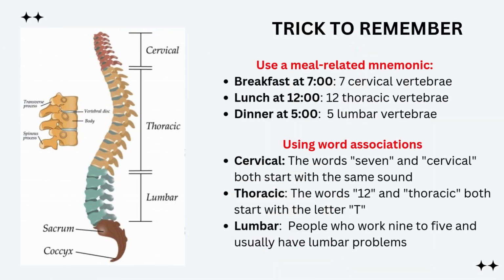A helpful trick to remember the vertebral formula is using a meal-related mnemonic. So think of breakfast at 7, which corresponds to 7 cervical vertebrae. For lunch 12, remember the 12 thoracic vertebrae, and light dinner at 5 reminds you of the 5 lumbar vertebrae.